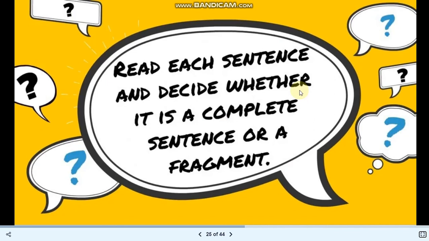Okay, now are you ready to read each sentence and decide whether it is a complete sentence or a fragment? By the way, a complete sentence, I told you, should have a verb. So a basic sentence should have a subject and a verb, or sometimes an object. A fragment doesn't have any of these parts. It's just a phrase, so we call it a fragment. Fragment means not a sentence at all.